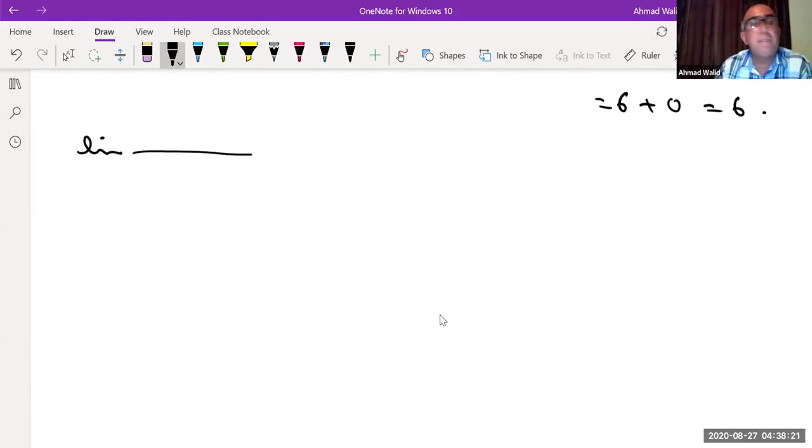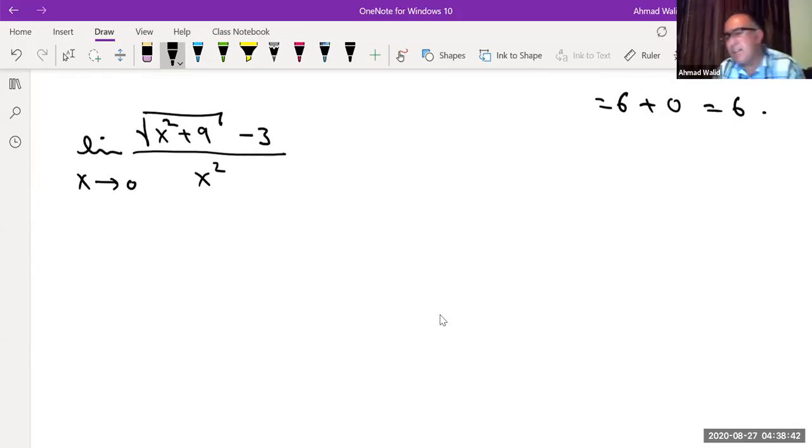Limit of square root of x squared plus 9 minus 3 over x squared as x approaching 0. In your book, instead of x, they use t. Writing t is kind of, for me, why not x? It can be any variable, right? I just change it to x because I'm faster with x.